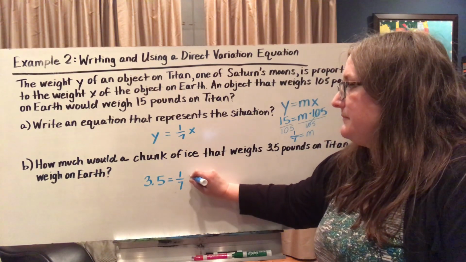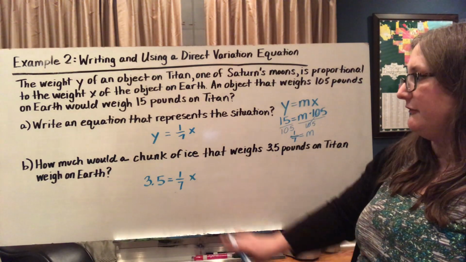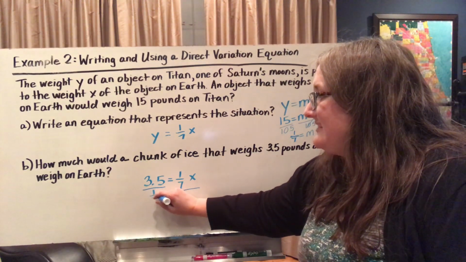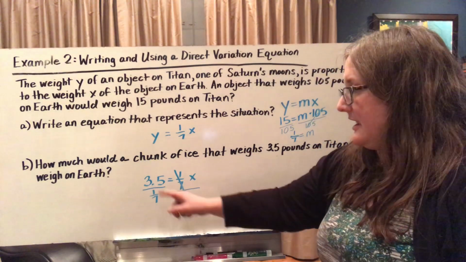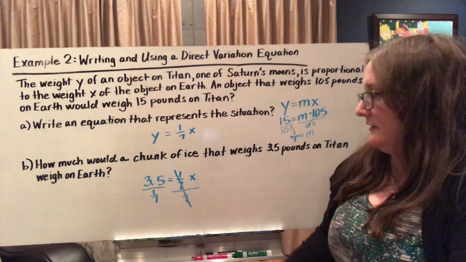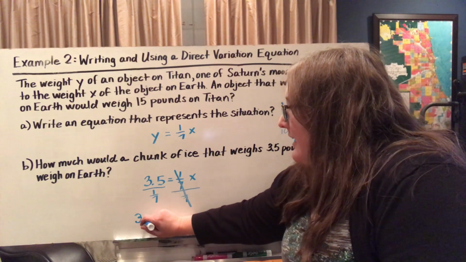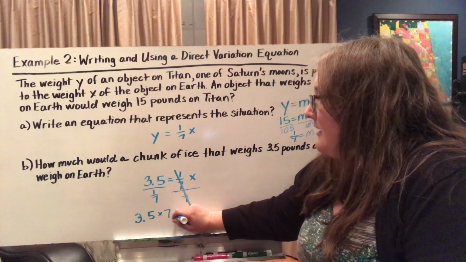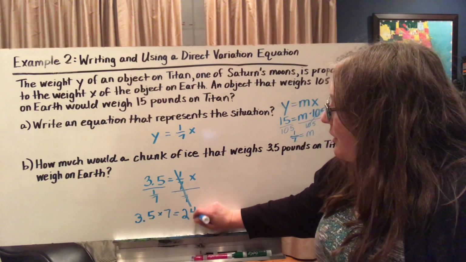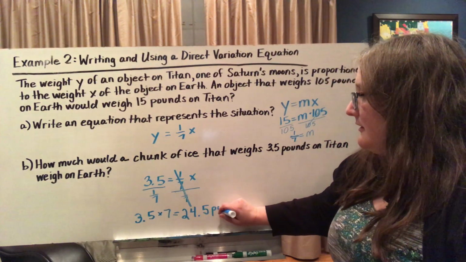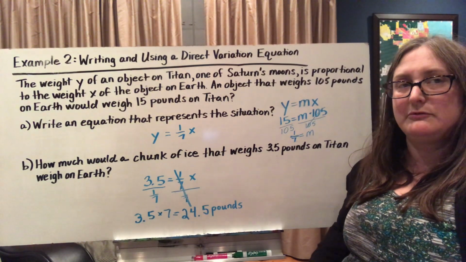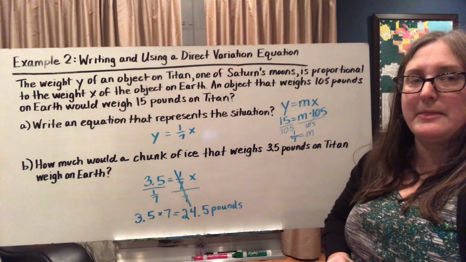equals 1/7 x. Okay, so to solve for x here, I'm going to divide by 1/7. Dividing by 1/7 is actually the same thing as taking 3.5 and multiplying by the reciprocal of 1/7. So I can actually do 3.5 times 7, and I get that the weight of that piece of ice on Earth would be 24.5 pounds. So it's 7 times greater. You weigh 7 times more on Earth than you do on the moon Titan.